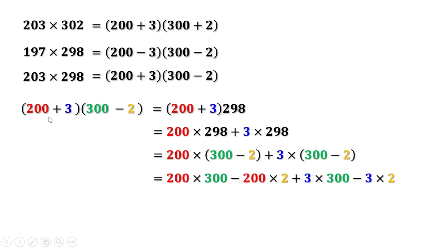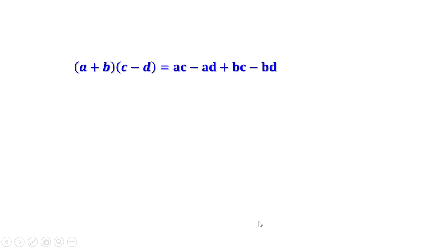Let this be a, this be b, this be c and this be d. Then this can be written as a plus b into c minus d. And this is a into c or ac. This is minus a into d or minus ad. This is b into c or plus bc. This is minus b into d or minus bd. So we have got another identity: a plus b into c minus d is ac minus ad plus bc minus bd. Now let us do a problem using this identity.